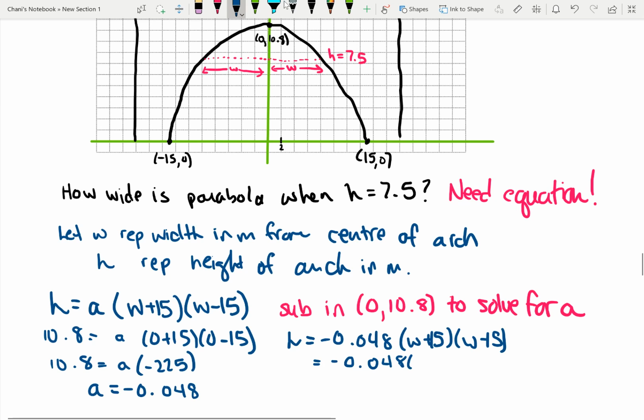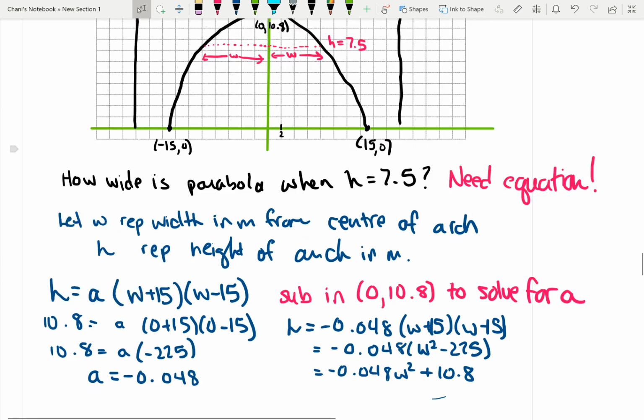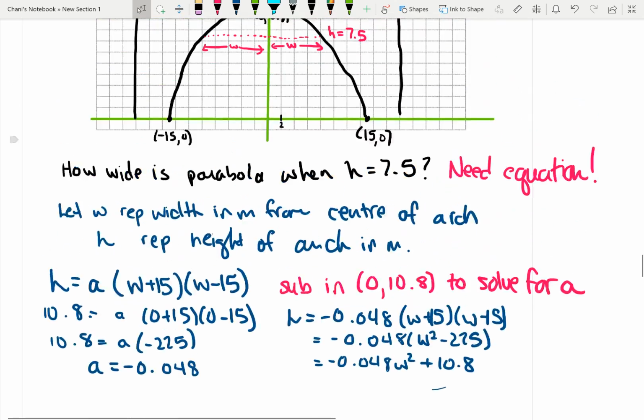So I'm going to expand these brackets, because it's a difference of squares. You get W squared minus 225. And then I distribute that through, so you get negative 0.048 W squared plus 10.8. Now notice that this is actually also in vertex form because the vertex is 0, 10.8. So is the y-intercept. So this should make sense to you that this represents the same parabola and that it's exactly 10.8 there. If you had rounded this too far, you wouldn't have gotten the exact 10.8.